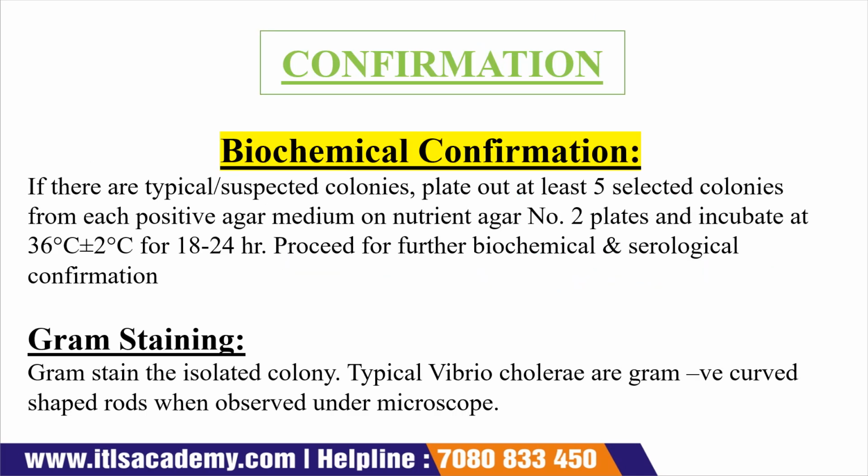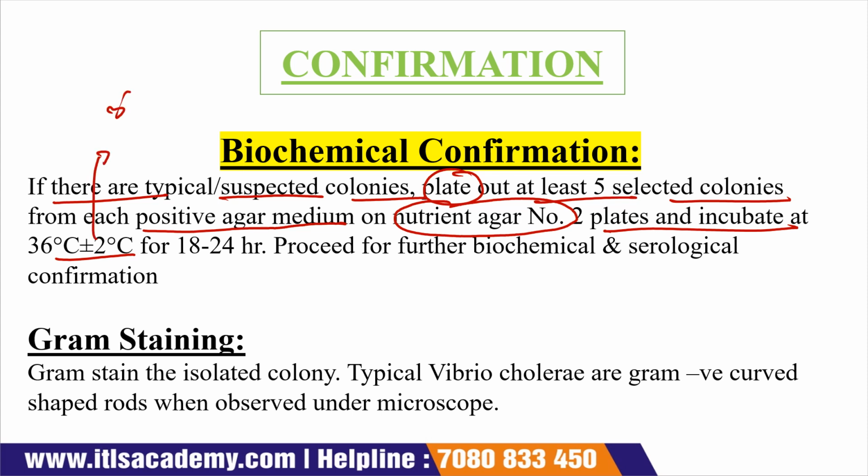Then the confirmation test. When we get a colony, after that we perform a confirmation test. So the first thing is we perform a biochemical confirmation. If there are typical suspected colonies, now plate out at least 5 selected colonies from each positive agar medium on nutrient agar number 2, and then again incubate it at 36 degrees Celsius plus minus 2. So obviously we place it at 37 degrees Celsius for 24 hours. Then after that we proceed to further biochemical or serological confirmation.